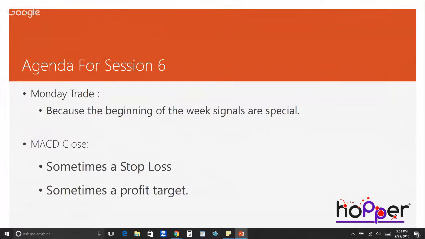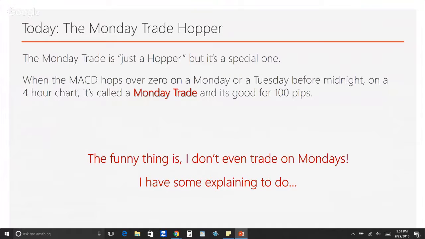The first one is the MACD Monday trade, and it's special because the beginning of the week signals are special. I'm going to tell you about the Monday trade setup. I'm also going to tell you about the MACD close, which is another MACD technique, sometimes a stop loss, sometimes a profit target. And there's actually a lot of different ways to use the MACD close. So that's what we're going to cover tonight.